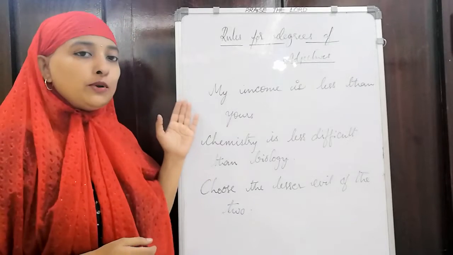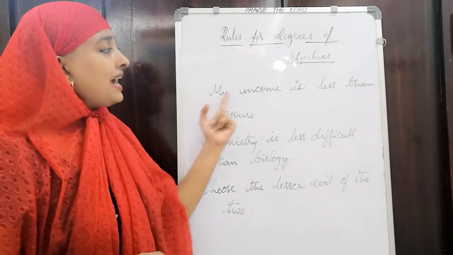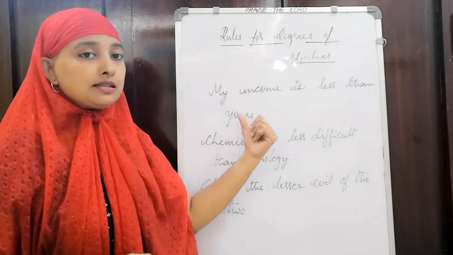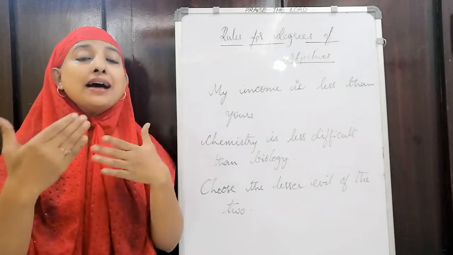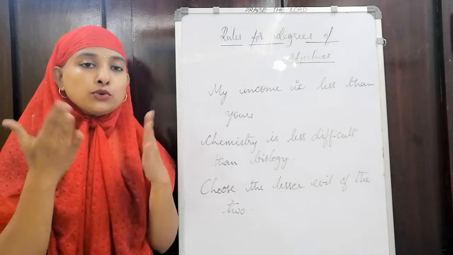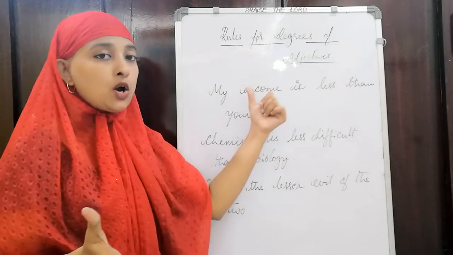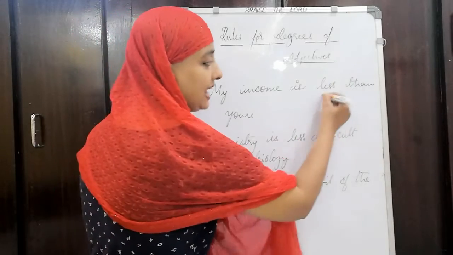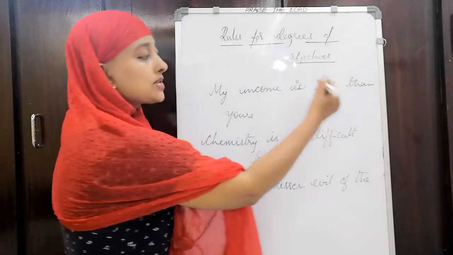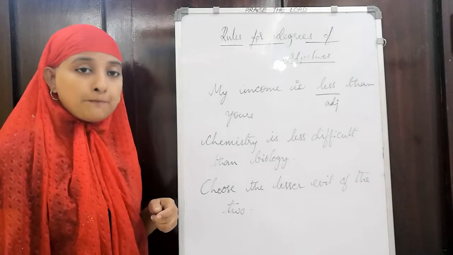If you look at this particular sentence, you can see: my income is less than yours. Here we are comparing my and your, so it is a comparison between two. My income is less than yours. So here this less is a comparison. You can even see than. This is being used as an adjective here because it is going as a comparison.